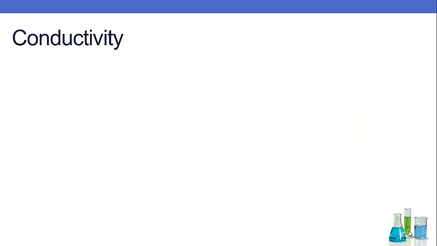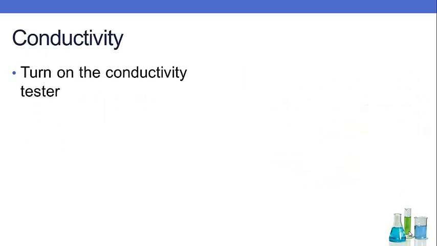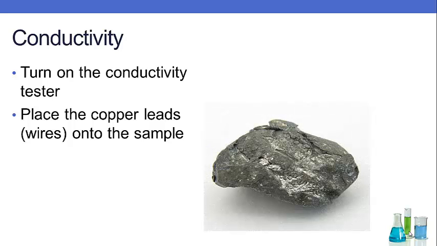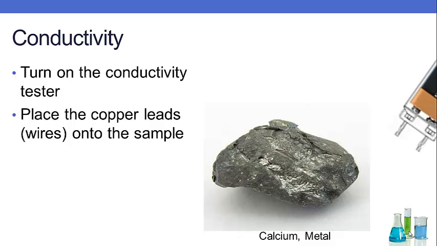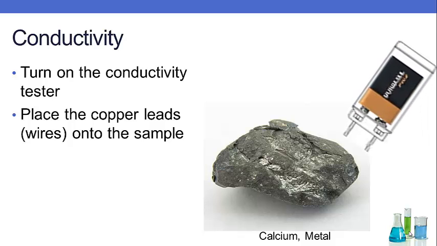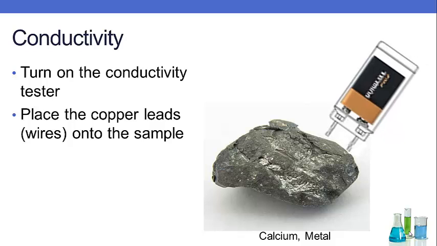The next test is conductivity. So you'll use a conductivity tester to test the sample. So here I have a hunk of calcium, and I'm just going to take my conductivity tester and place the copper leads onto the sample. And what I'm looking for is how brightly the lights come on.